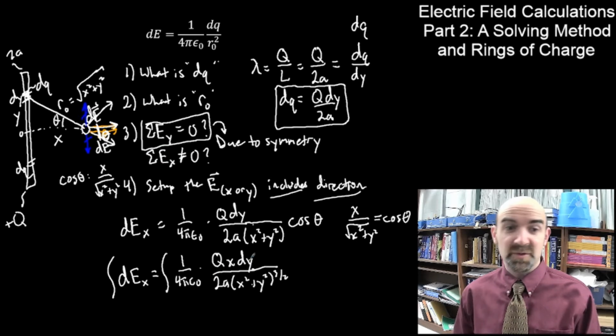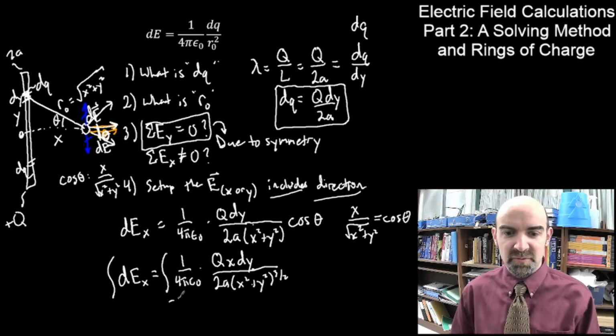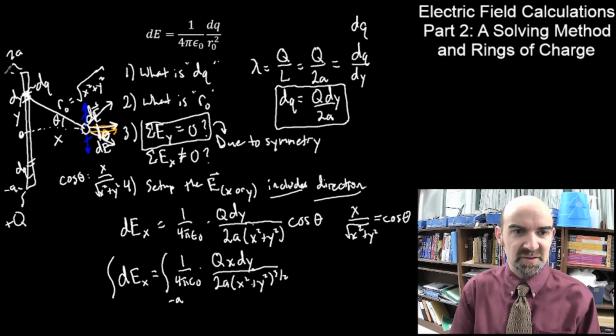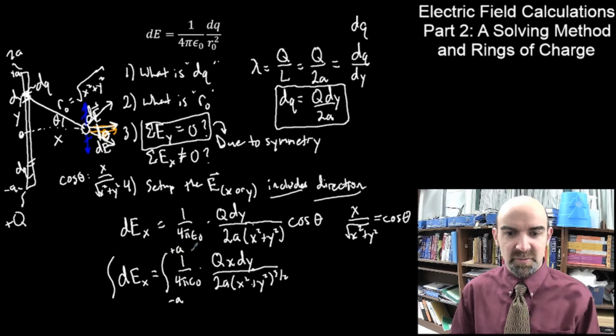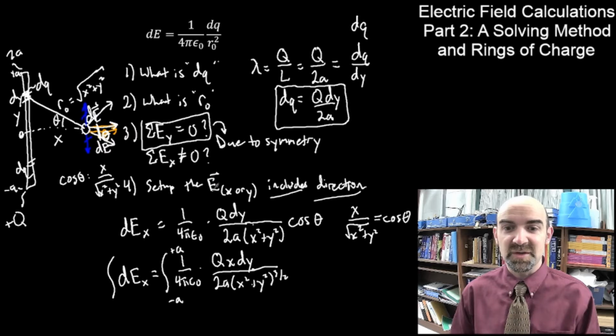And this is where you also consider what our bounds in the y direction are. If this is 0 and this thing's length is 2a, we'd be going from negative a at the bottom to positive a at the top. Right up there. And that would be our bounds. There it becomes a math problem and you can solve. So we're going to take this method now. What is dq? What is r naught? Is there any symmetry? And finally, solve for the components that are important.